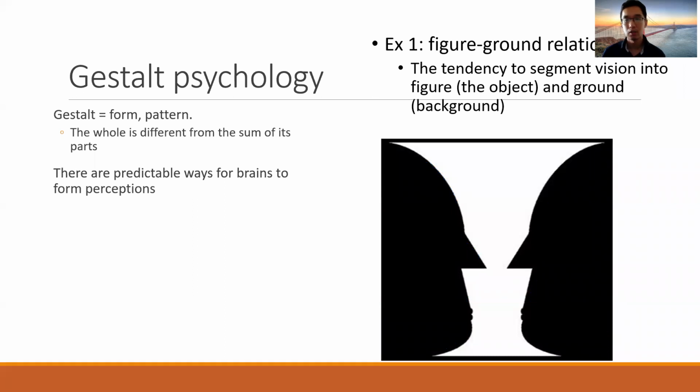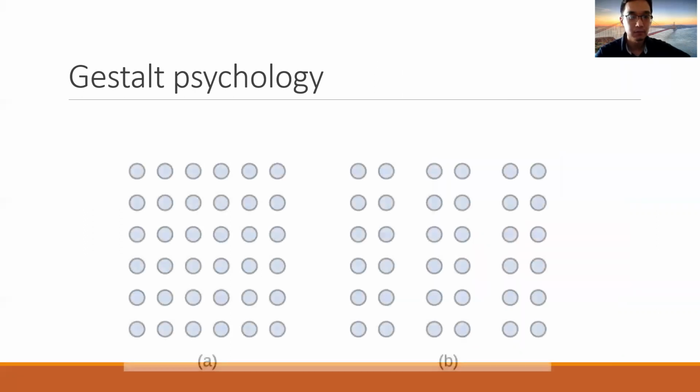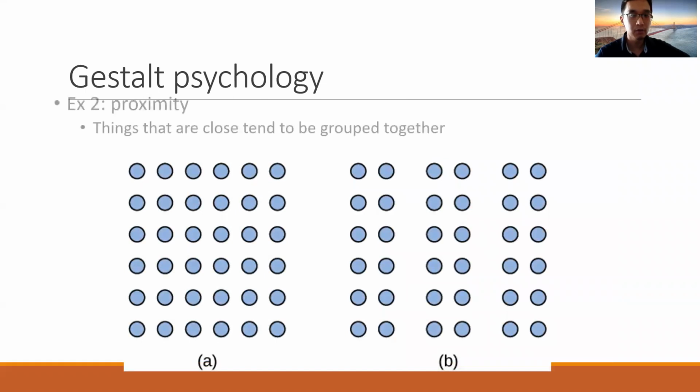We tend to divide the vision into two parts, the object and the background. Another principle is called proximity. It says that the things that are close together tend to be grouped together.